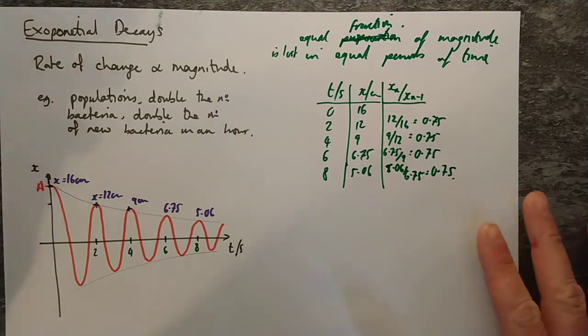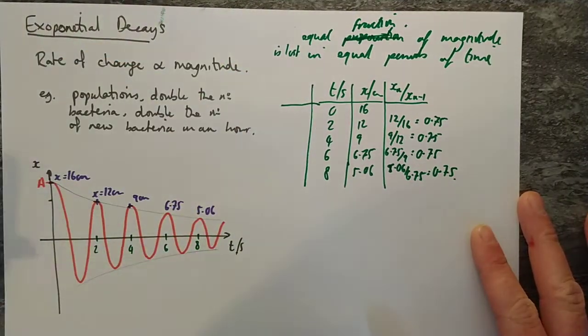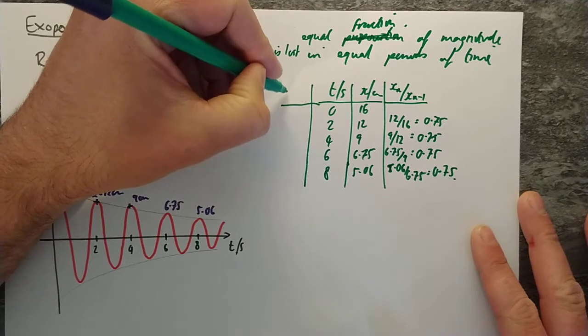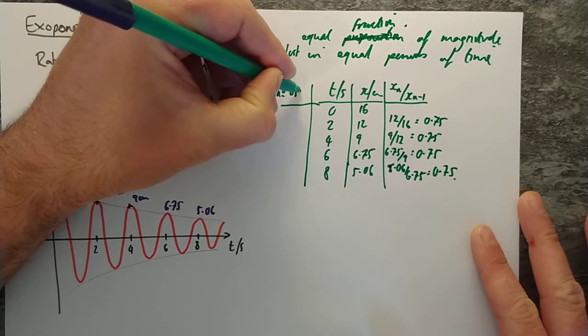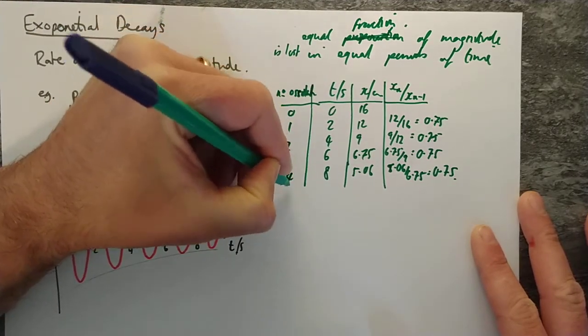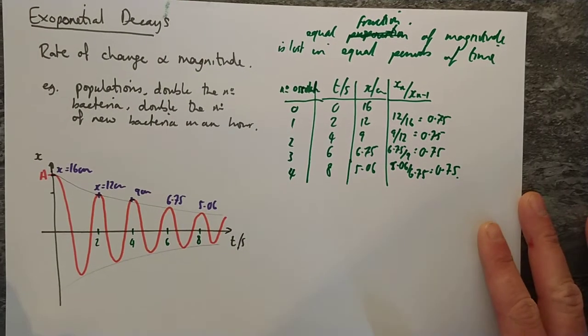There is a little trick to this, because we don't have to actually read the numbers off the x-axis. Because we know the time period is the same, we can just write the number of oscillations. So we can just go 0, 1, 2, 3, 4. As long as these are equal periods of time, it doesn't matter there. Okay.